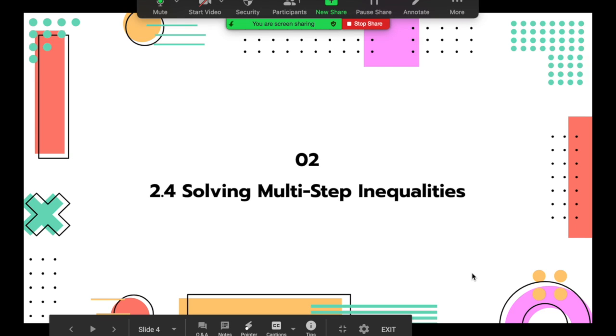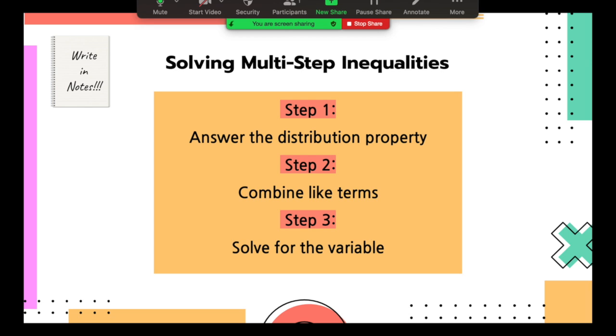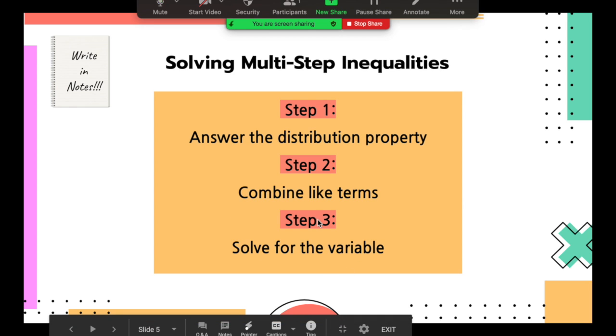Guys, so today we're going to work on 2.4, solving multi-step inequalities. Solving multi-step inequalities is very similar to solving multi-step equations. The first step is to apply the distributive property. The second step is to combine any like terms. And then the third step is to solve for the variable.